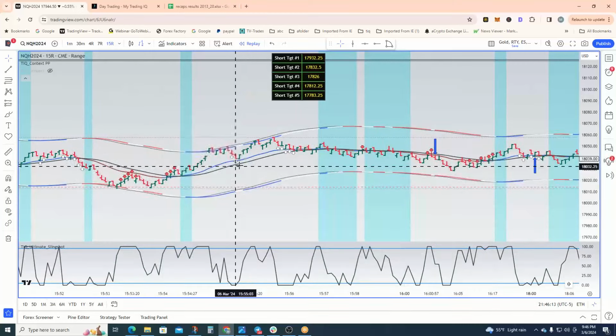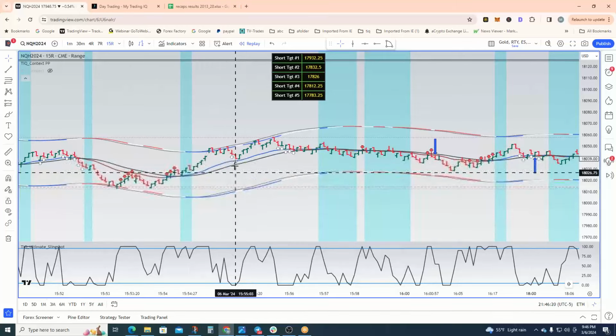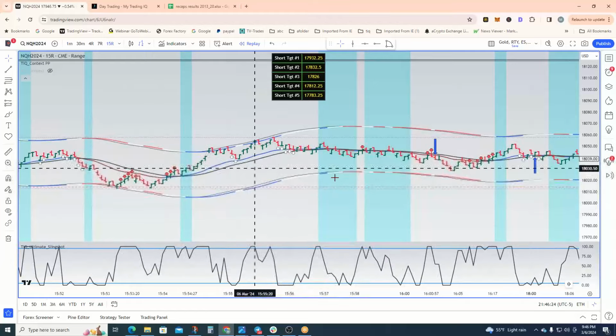Now in here, it didn't hit the ribbon right here. So you would not have a blue arrow, you would have a black arrow right here because it did not hit the ribbon. All right, if I turn on the black arrows, you'll see that there's a black arrow right there. When it popped out of the oversold, you have a black arrow.